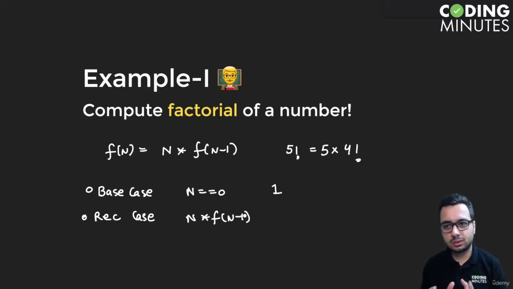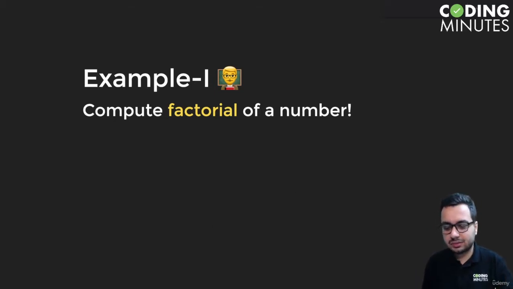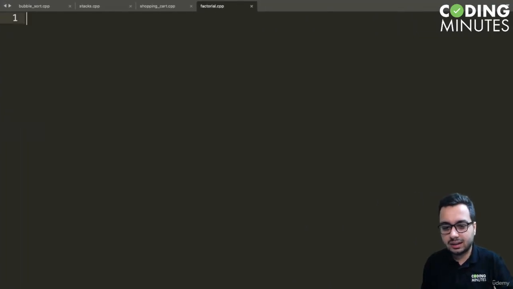Once we know these two things, we can write the code, and after writing the code, I will tell you how the call stack works and why we are getting the right answer. So we will also talk about call stack in recursion and why it is correct. Let us first dive into the code and then we will see.